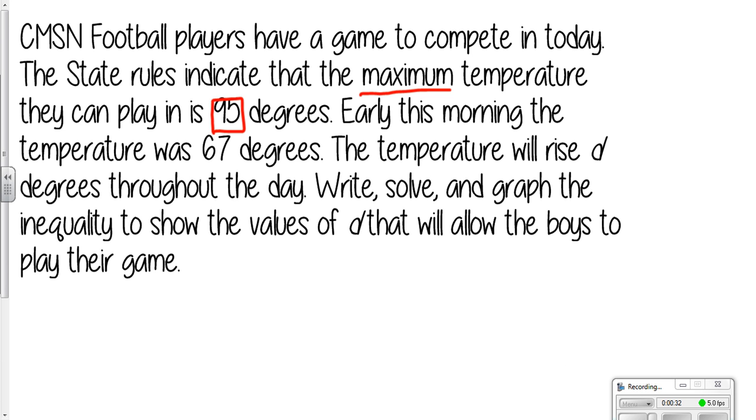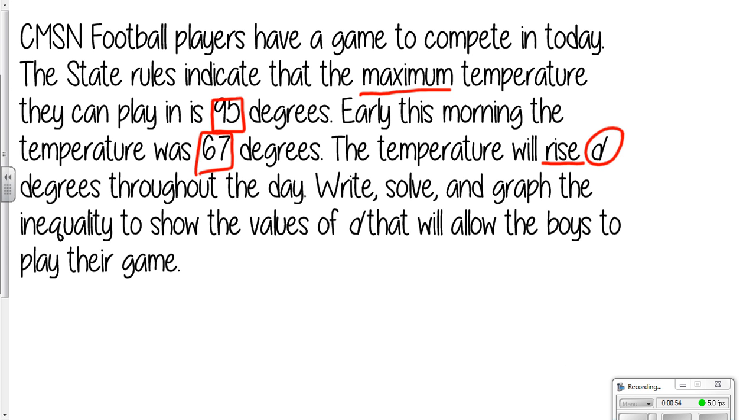Early this morning, the temperature was 67 degrees. There's another number I'm thinking is important. The temperature will rise d degrees. We have just found our variable, okay? And that's how much it's going to rise throughout the day. Write, solve, and graph the inequality to show the values of d that will allow the boys to play in their game.